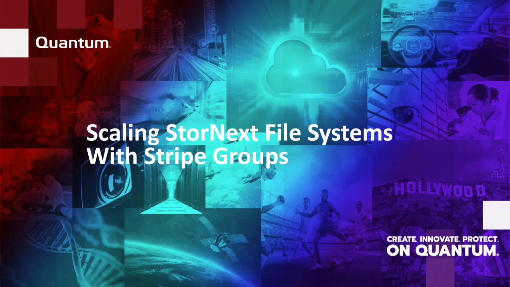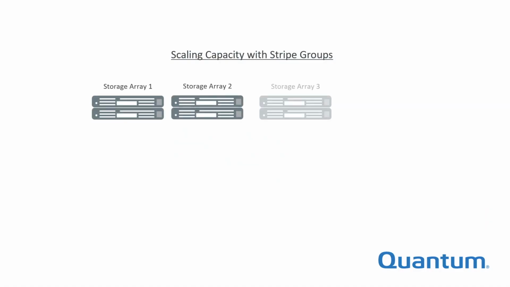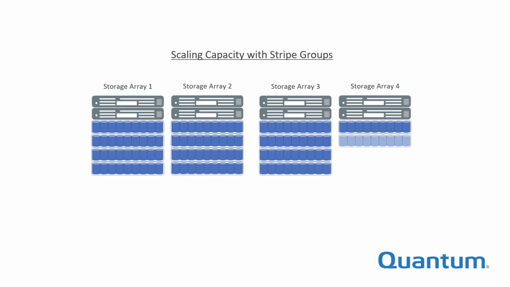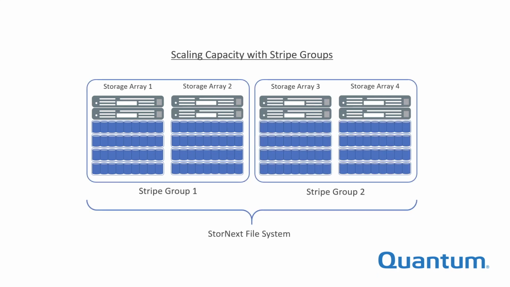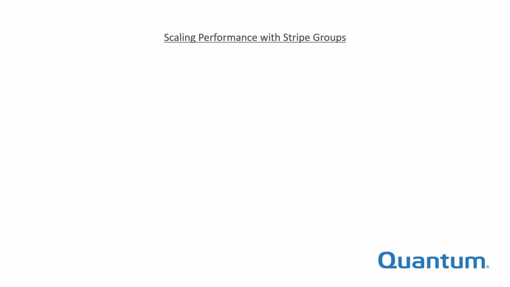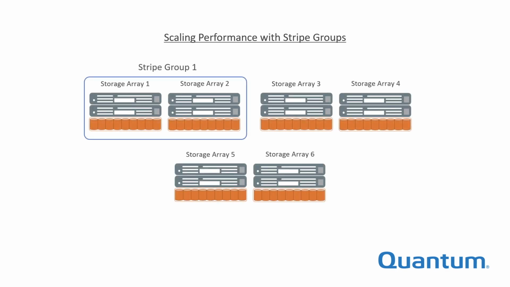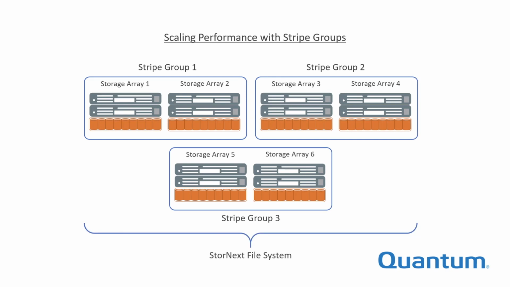Stripe groups also provide a method for scaling a file system in both performance and capacity, because the LUNs in the stripe group do not have to all reside on the same storage system. For increased capacity, a stripe group may span several large capacity storage arrays, each with many expansion shelves. For scaling performance, a stripe group may span a larger number of lower capacity storage arrays to take advantage of the aggregate array controller bandwidth.